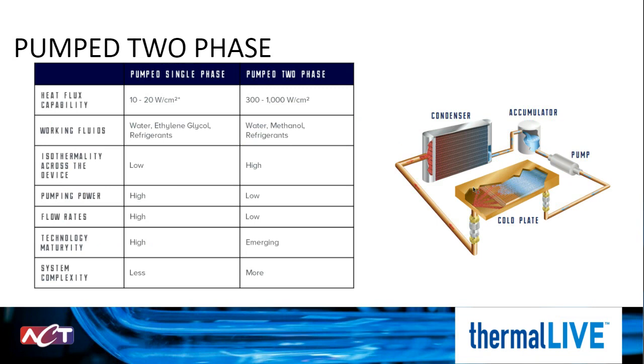Pumped two-phase is an active two-phase heat transfer device that utilizes the latent heat of vaporization. As we discussed when talking about heat pipes, leveraging latent heat allows us to remove a significant amount of thermal energy per kilogram of fluid. This means it is optimal in applications with high heat flux or high power density.